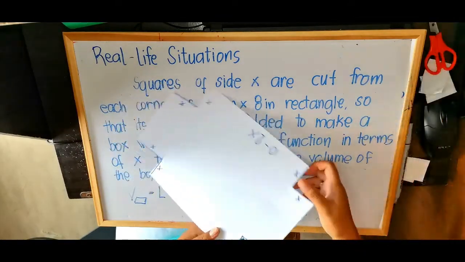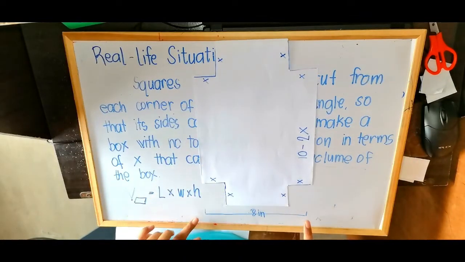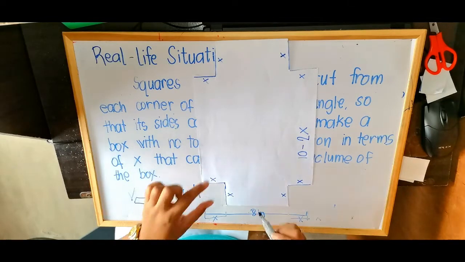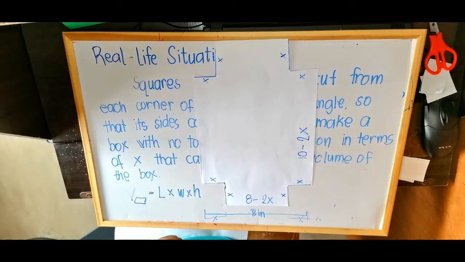So, after cutting, your width of 8 inches was reduced by 2x units. So, what is now the measurement of your width? You have now 8 minus 2x. Okay. So, you have the length, and you also have the width.